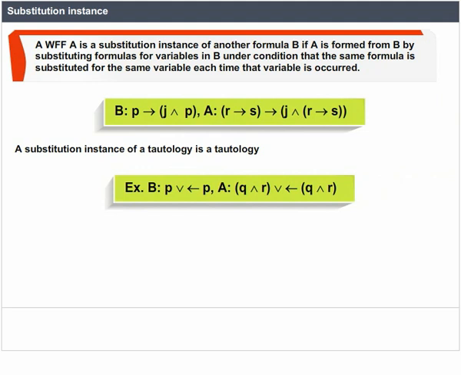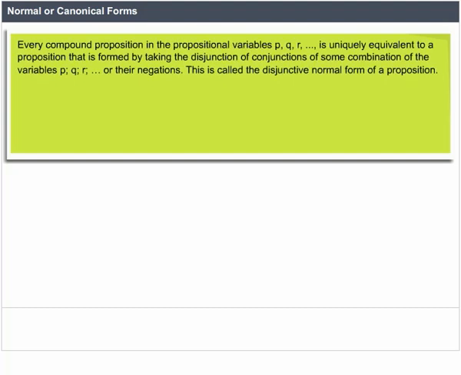Every compound proposition in the propositional variables P, Q, R, etc. is uniquely equivalent to a proposition that is formed by taking the disjunction of conjunctions of some combination of the variables P, Q, R, etc. or their negations. This is called the disjunctive normal form of a proposition.